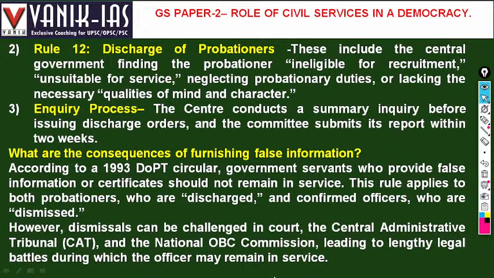Rule 12, discharge of probationers. This includes the central government finding the probationer ineligible for recruitment, unsuitable for service, neglecting probationary duties, or lacking the necessary qualities of mind and character. Enquiry process: the Centre conducts a summary enquiry before issuing a discharge order, and the committee submits its report within 2 weeks.